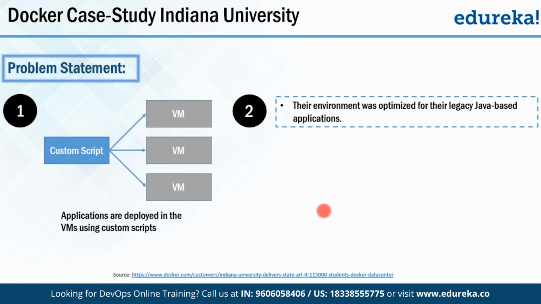So this is the case study of Indiana University. Before Docker, they were facing many problems. So let us have a look at those problems one by one. The first problem was they were using custom scripts in order to deploy their application onto various VMs. So this requires a lot of manual steps. And the second problem was their environment was optimized for legacy Java-based applications. But their growing environment involves new products that aren't solely Java-based. So in order to provide their students the best possible experience, they needed to begin modernizing their applications. Let us move forward and see what all other problems Indiana University was facing.